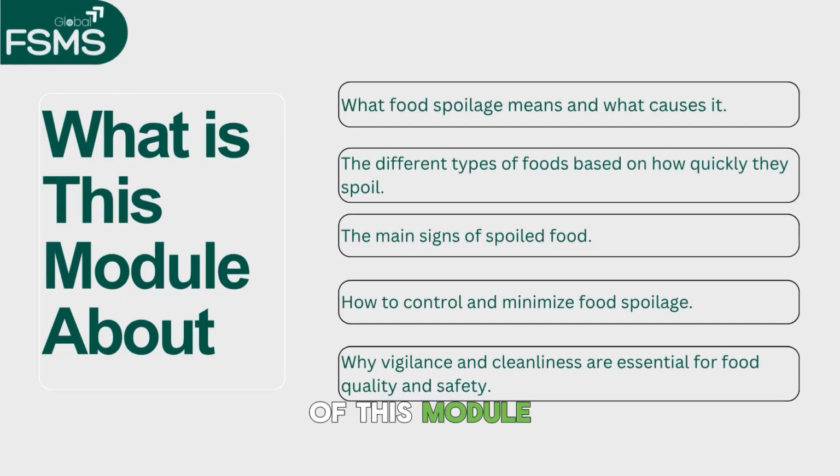By the end of this module, you will learn what food spoilage means and what causes it, the different types of foods based on how quickly they spoil, the main signs of spoiled food, how to control and minimize food spoilage, and why vigilance and cleanliness are essential for food quality and safety.